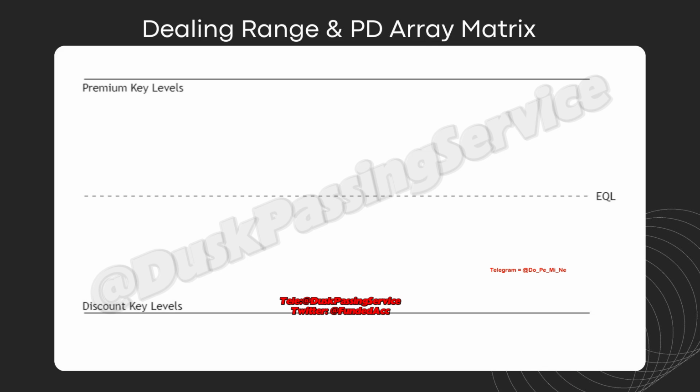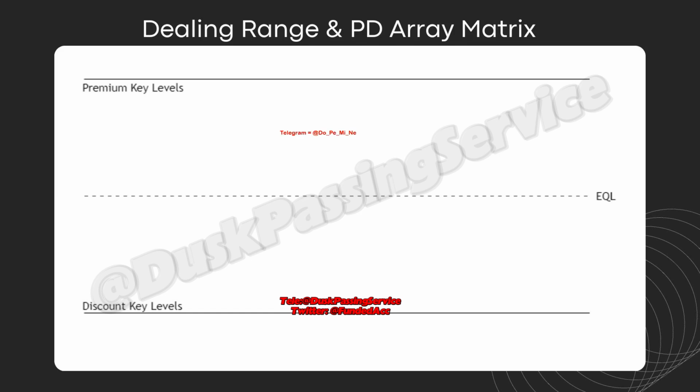Now, what you need to remember is that inside this dealing range or this PDRA matrix, we will have multiple key levels, right? And these key levels will be both in the premium region and the discount region. These key levels could be in the form of order blocks, breaker blocks, rejection blocks, fair value gaps, or maybe even in the form of highs and lows.